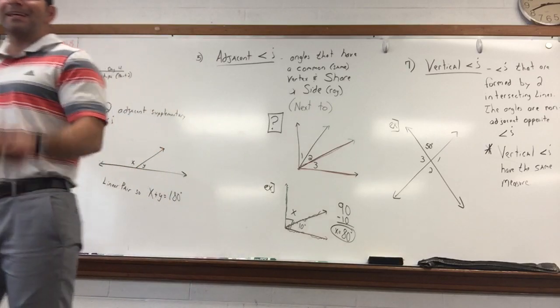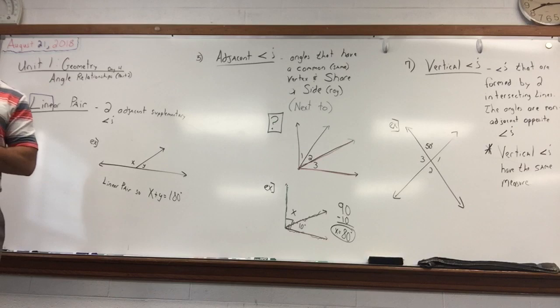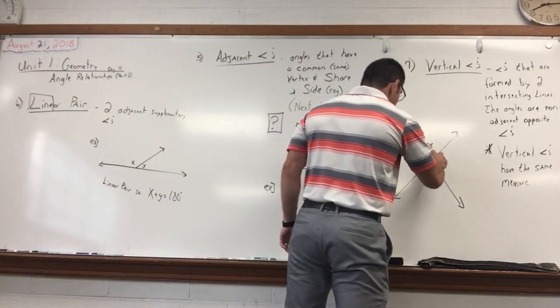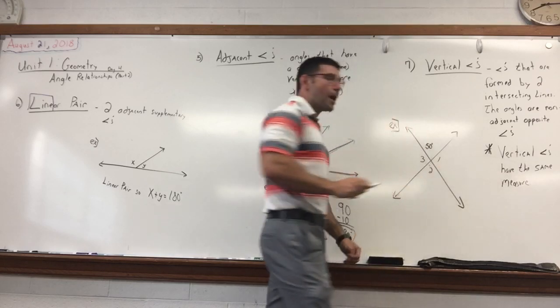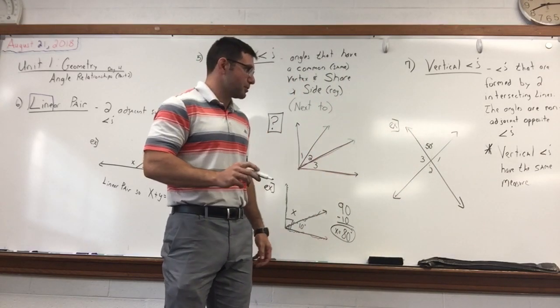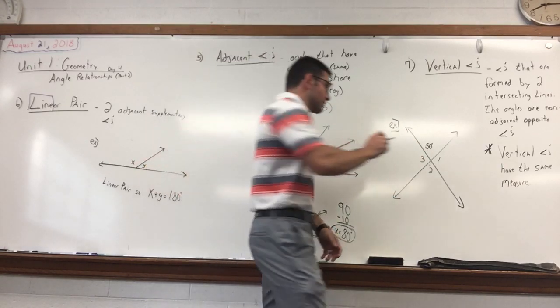Which angle is opposite of the 50? Owen. 2. Angle 2 is opposite of the 50. Those are vertical angles. So 50 and 2 are vertical angles.